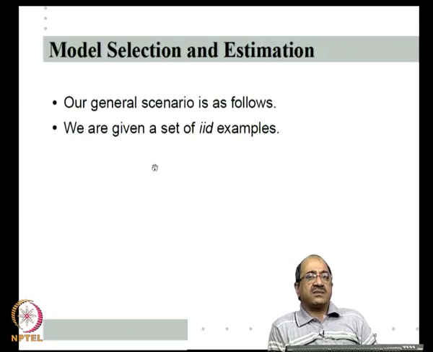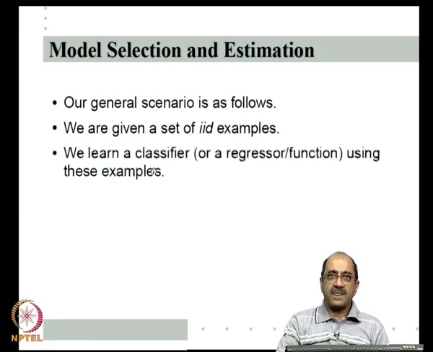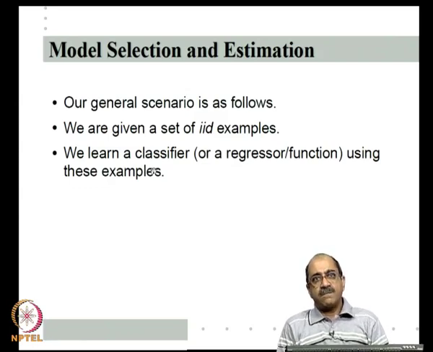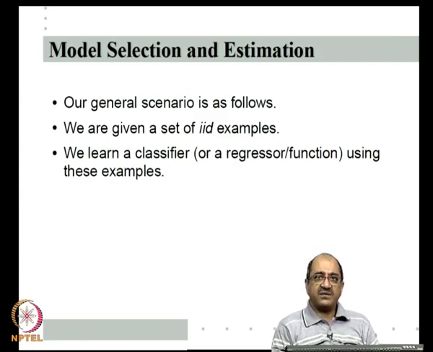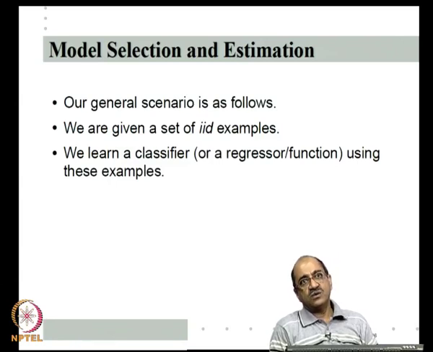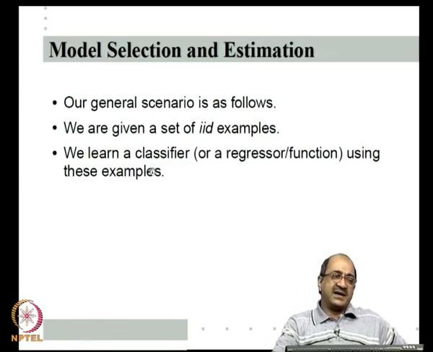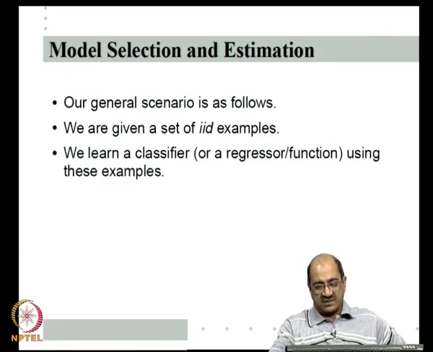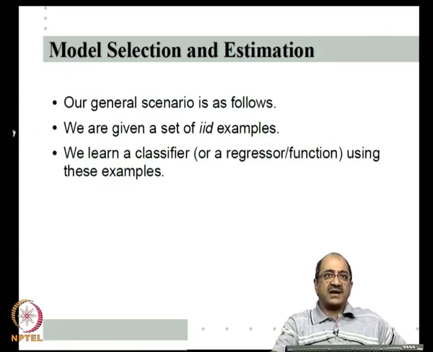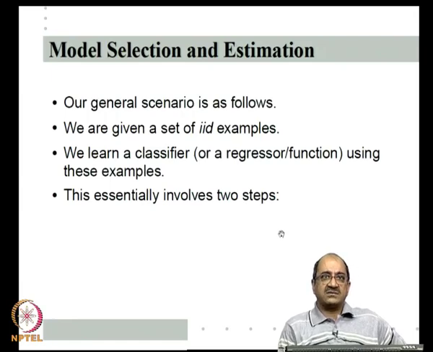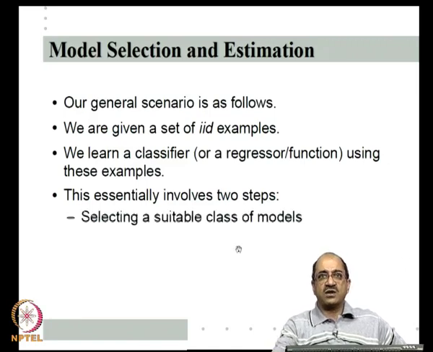So, the entire idea of learning is the following. We are given a set of IID examples, and then we are asked to learn a classifier, or a regression function, using these examples, right. A linear regressor or a nonlinear regressor, or in general a function or a classifier. Given training examples, we learn a classifier. This is the whole idea. This involves two steps, as we have seen through the course. What are the two steps? I mean, two broad steps.